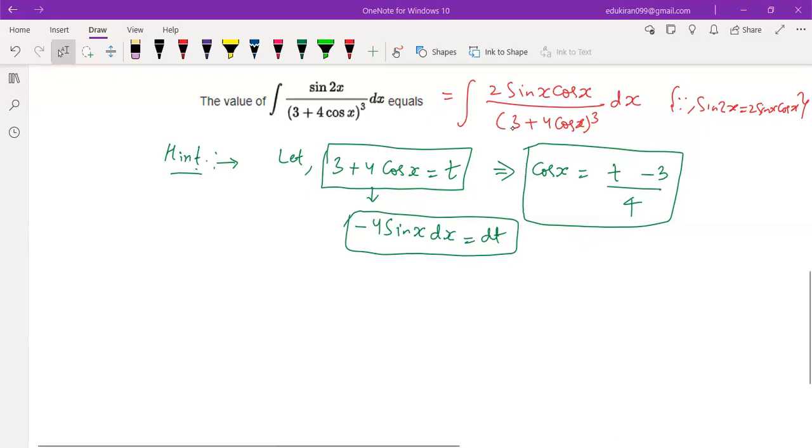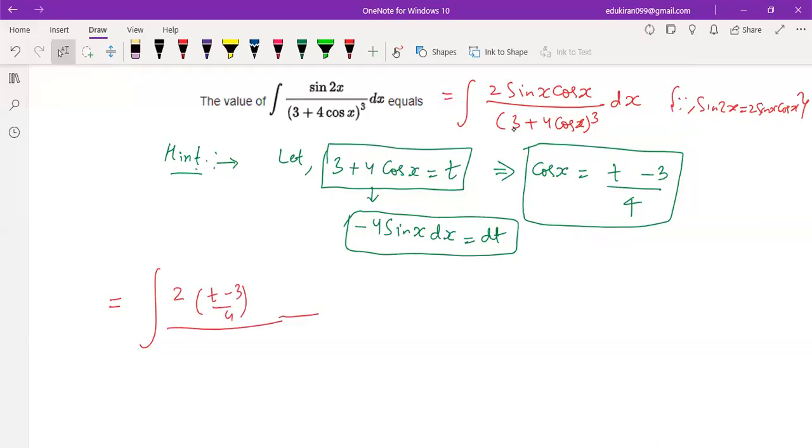I think we can discuss now. You can check your step, Shabazz. So here, first of all, cos x is in the numerator. That will be t minus 3 by 4. And sin x dx will become minus 1 by 4 dt. And then in the denominator, 3 plus 4 cos x will be simply t cube.